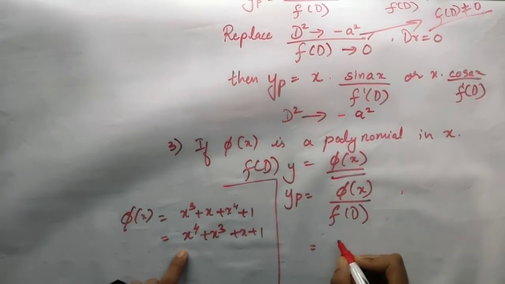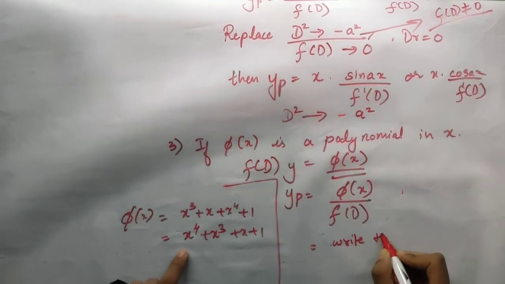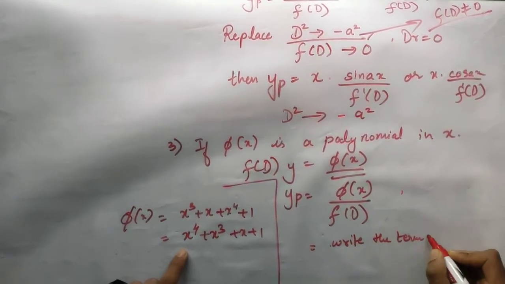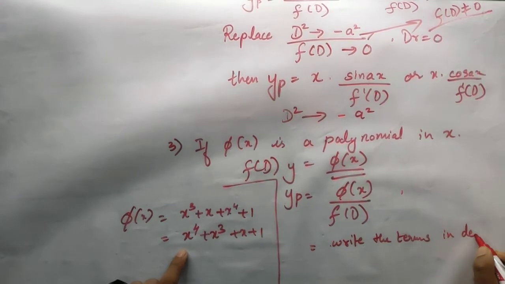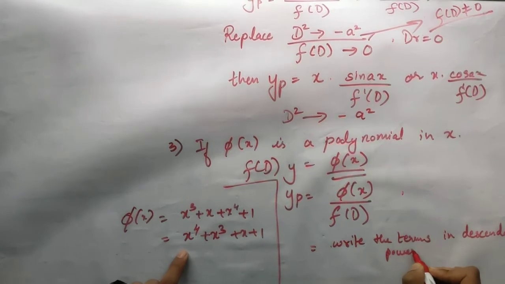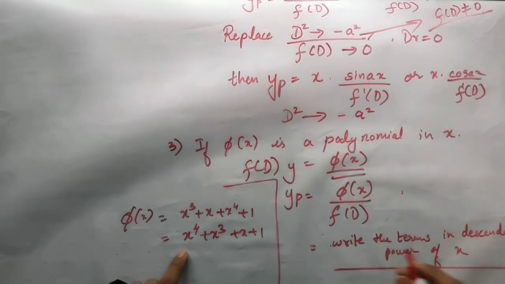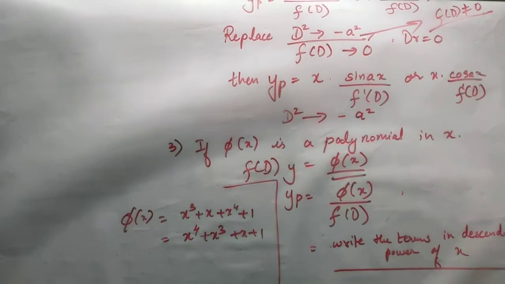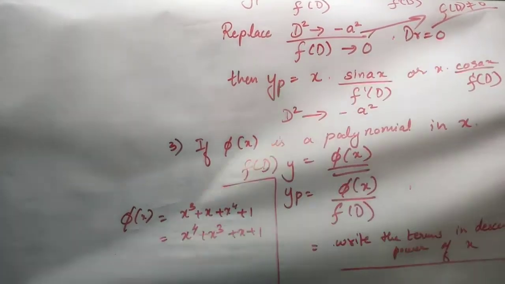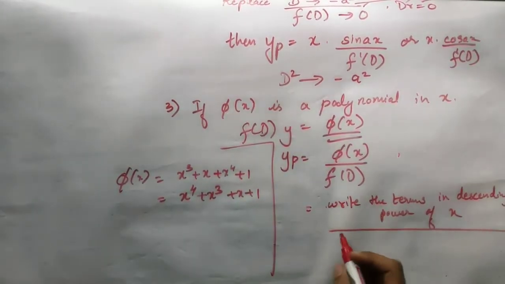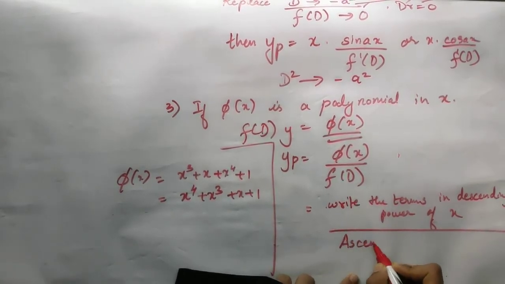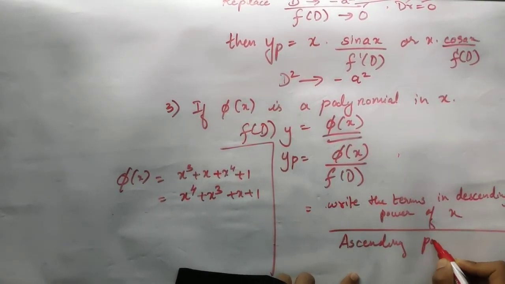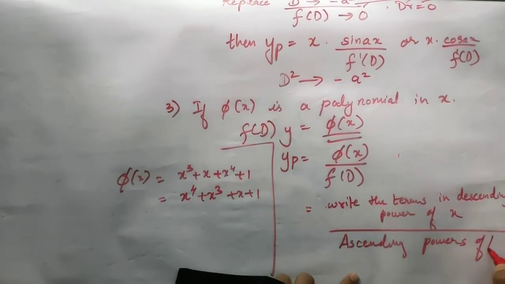That is, write the terms in the numerator in descending powers of x, whereas in the denominator you write f of D in the ascending powers of D. The terms in the denominator you write in ascending powers of D.